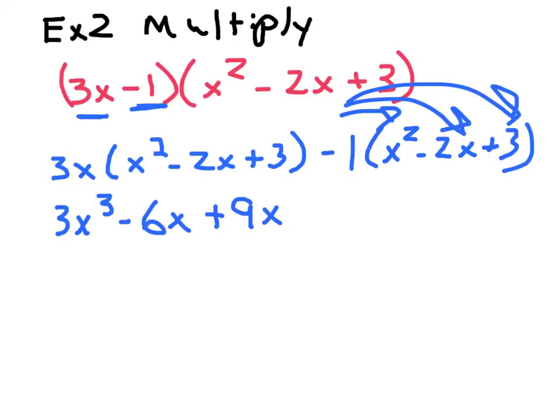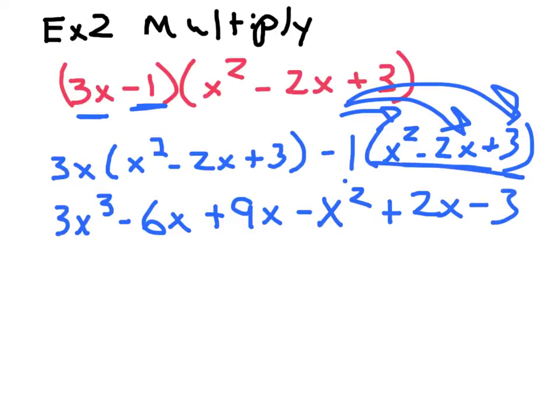So a negative 1 times x squared is a negative 1x squared, or a negative x squared. A negative 1 times a negative 2x is a positive 2x. And a negative 1 times a positive 3 is a negative 3. So really all we've done here is taken the opposite of all those. Now, let's write this in descending order. Start with the exponent of 3. So I only have one term that has an x cubed. Now do your x squares. There's only one term.